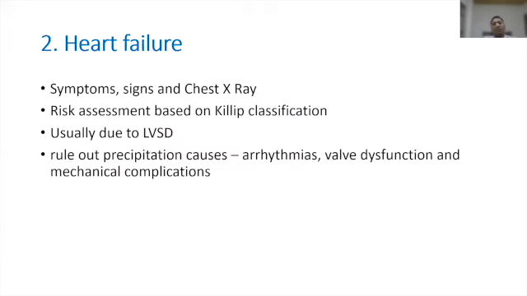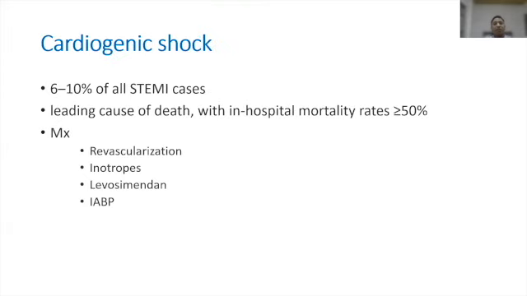The second complication is heart failure. The symptoms, signs, and chest X-ray. The risk assessment is based on the Killip classification, you may find that in your Kumar and Clark. Usually it happens due to the left ventricular systolic dysfunction. So rule out the precipitating causes like arrhythmia, valve dysfunction, and mechanical complications.